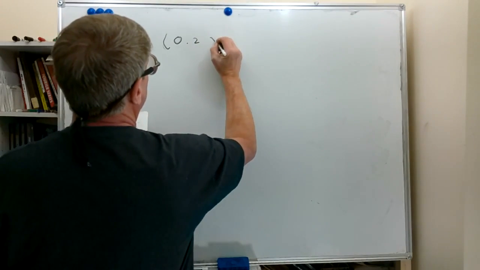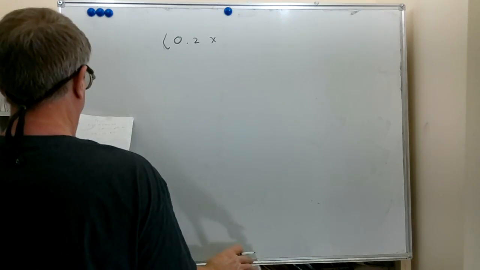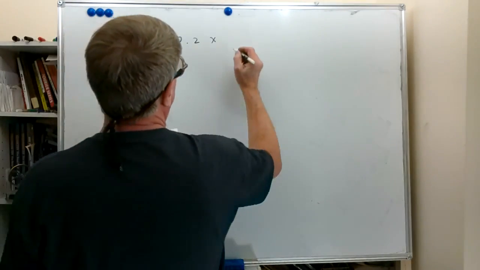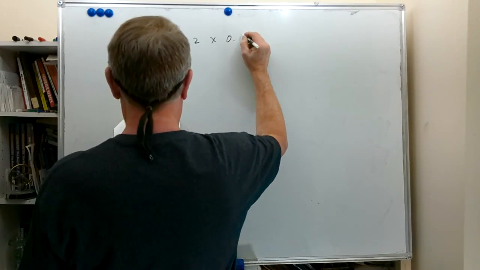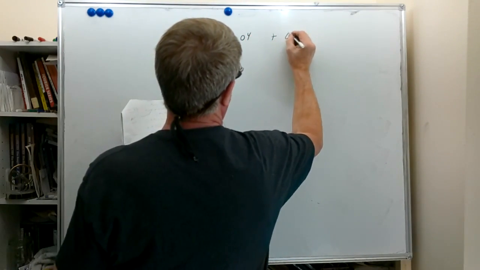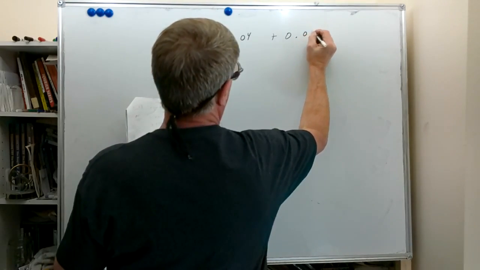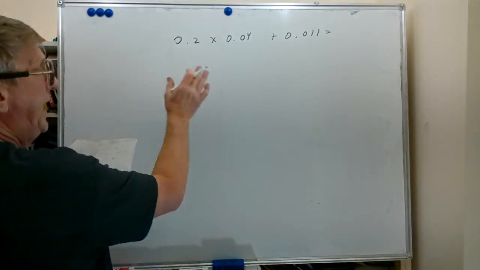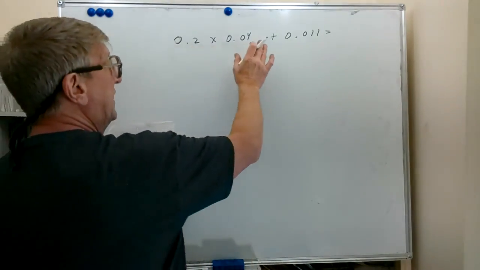0.2 times 0.04 plus 0.011 equals. So here we're going to multiply and we're going to add.